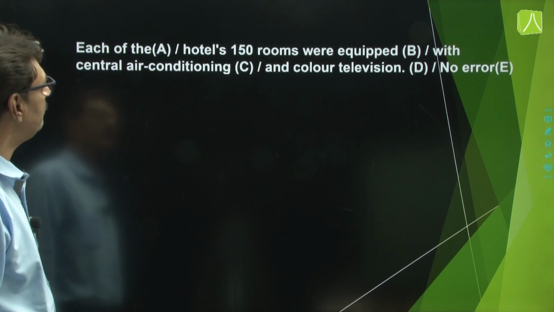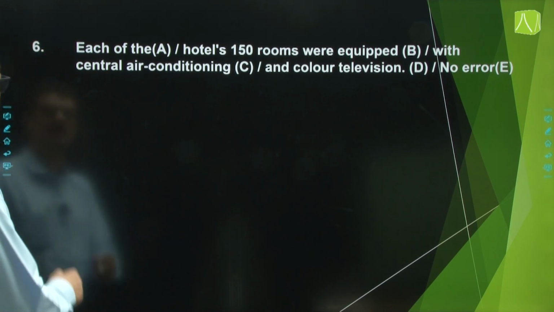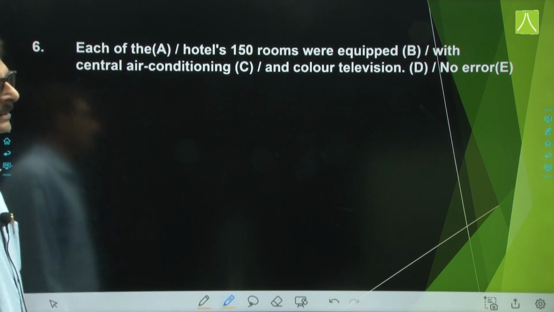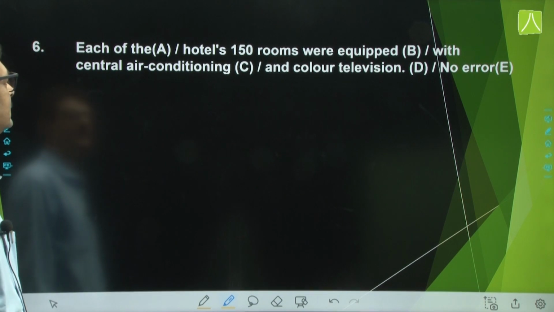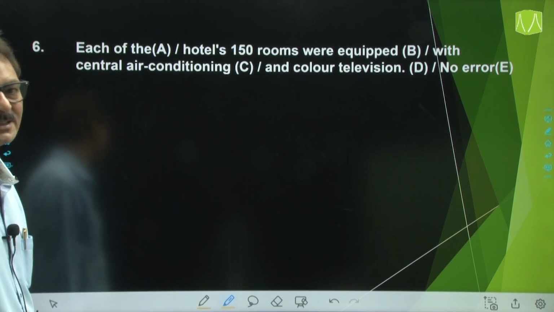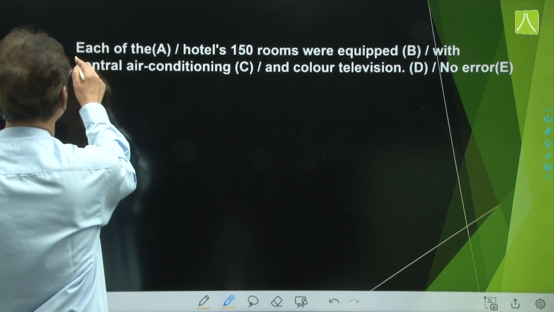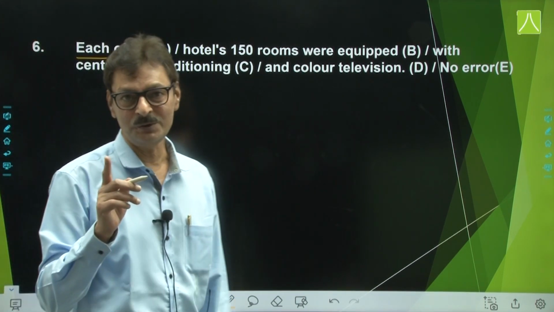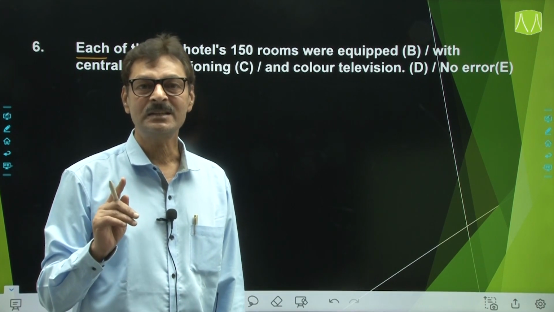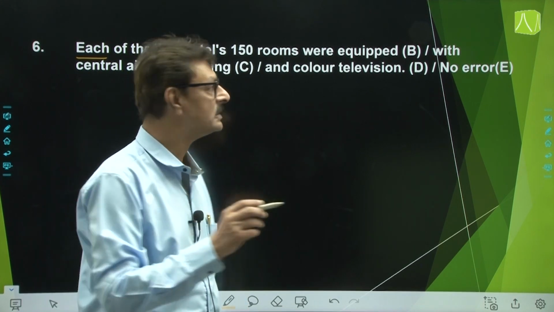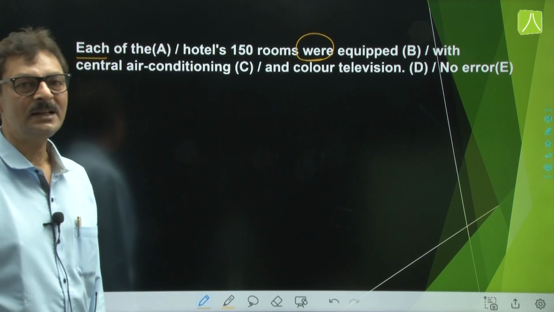Each of the hotel's 150 rooms were equipped with central air conditioning and color television. Yes. Any error in this, read it very carefully. Each of the hotel's 150 rooms were equipped with central air conditioning and color television. We have done subject verb agreement. Yes, उससे related है. Each and every. What do they take? The verb should be singular or plural? Yes, friends. Each, every. The verb is always singular. यहाँ पे क्या लिया है? Were. So this is the error in this statement.